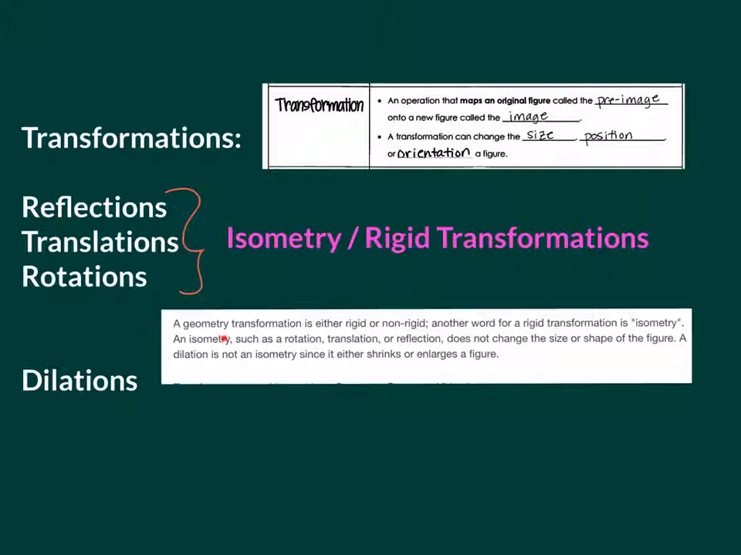So a geometry transformation is either rigid or non-rigid. Another word for rigid is isometry, as we're saying right here. An isometry, such as a rotation, translation, or reflection, these guys right here, does not change the size or the shape of the figure. A dilation is not an isometry since it either shrinks or enlarges a figure. So I guess we're now getting ahead of ourselves in what a dilation is. So make sure that you press pause and get all of this into a permanent portion of your notes.